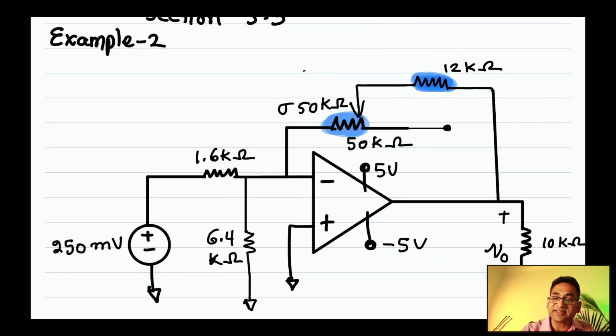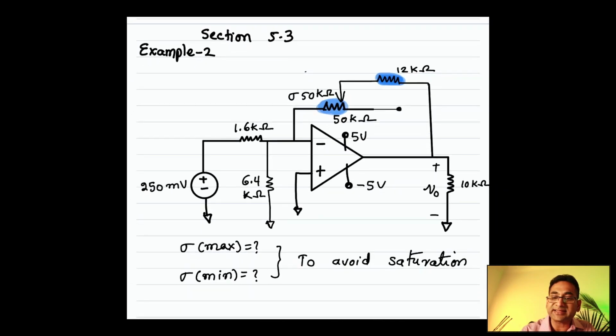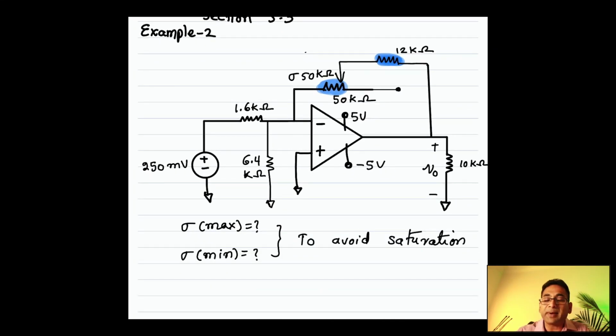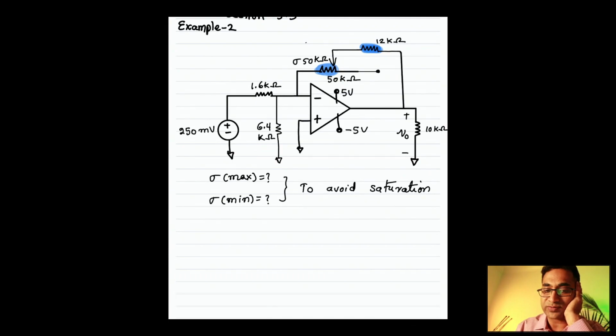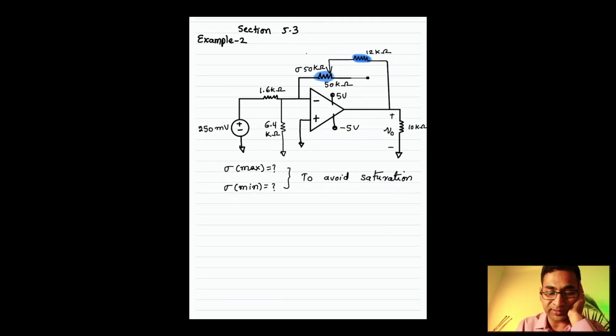So the question is, now this variable resistance, sigma 50 kilo ohms, what is the value of sigma? What is the range for sigma? Sigma max and sigma min, such that the op-amp does not saturate. So let's do this problem. It's going to become very, very clear, a very simple problem once we start doing the steps.